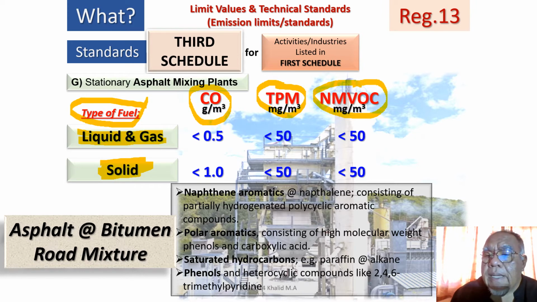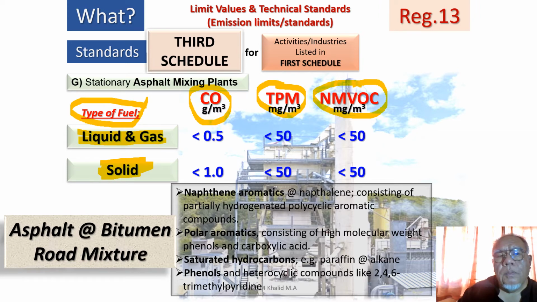Now, let's take a look at the first situation. If these asphalt mixing plants are using liquid or gas, it could be diesel, it could be light fuel oil, which is liquid, all right, medium fuel oil is liquid, and even heavy fuel oil is considered liquid, depending on what is available to them and what is economically viable for their project. Look, all three parameters apply. Let's take a look at liquid and gas.